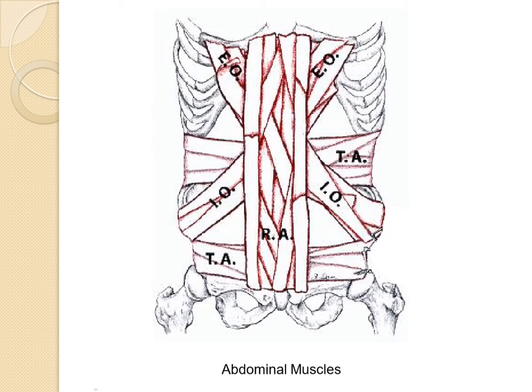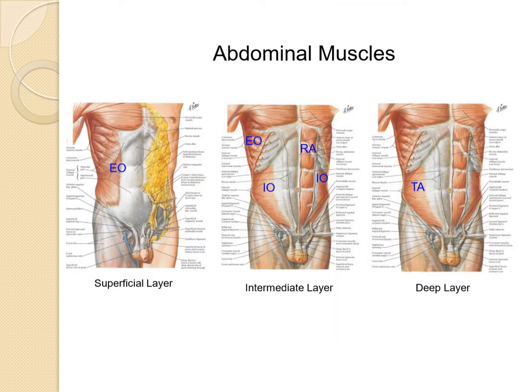This graphic uses taping to illustrate the position of the 4 major abdominal muscles, which include the external oblique, internal oblique, rectus abdominis, and transverse abdominis muscles. This graphic better illustrates these muscles within the abdominal cavity.